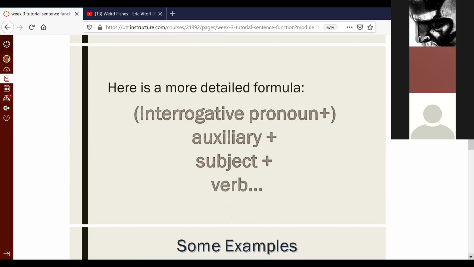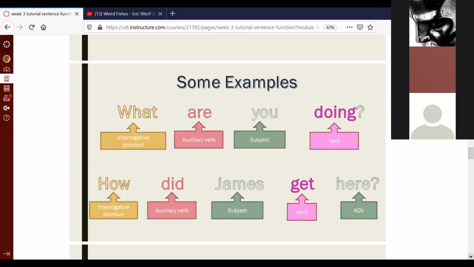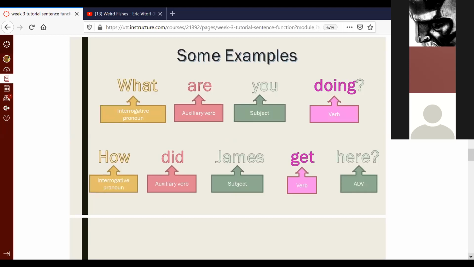So let's look at the formula. To make an interrogative sentence, we start with an interrogative pronoun, an auxiliary verb, a subject, and a verb. So let's look at some examples. What is an interrogative pronoun. Are, an auxiliary verb. You, the subject. Doing, the main verb. The other example: how, interrogative pronoun. Did, auxiliary verb. James, subject. Get, verb. Here, adverb. So you see we switch. Instead of starting with the subject, it is now in the middle of the sentence.